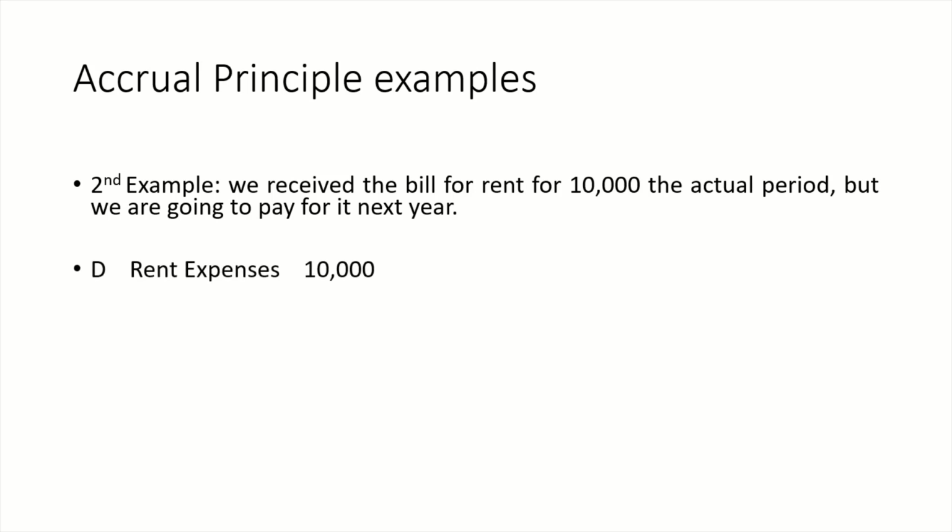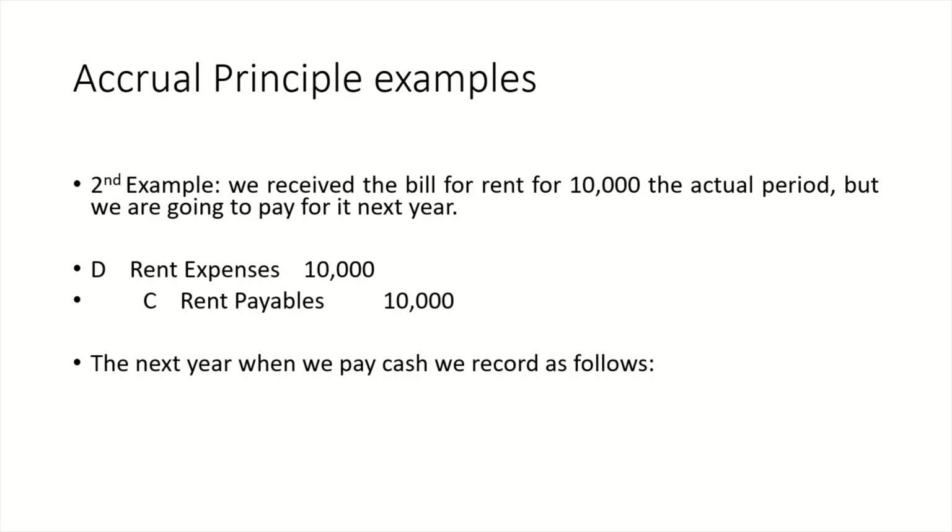We debit rent expenses for 10,000 euros and we credit rent payables for 10,000 euros. The next year when we pay cash, we record as follows. We debit rent payables for 10,000 euros and we credit cash for 10,000 euros. As we see, the next year we do not record anything at rent expenses because we have already recognized expenses.